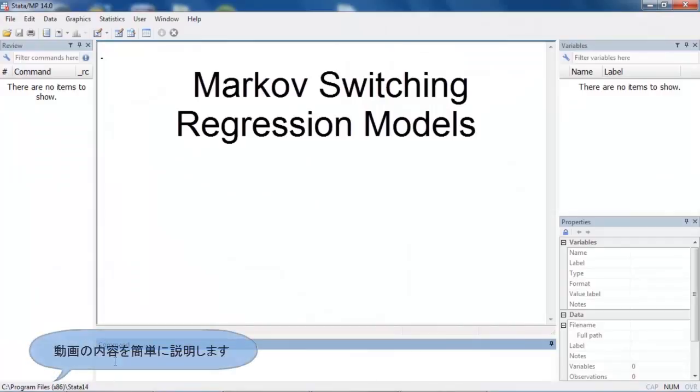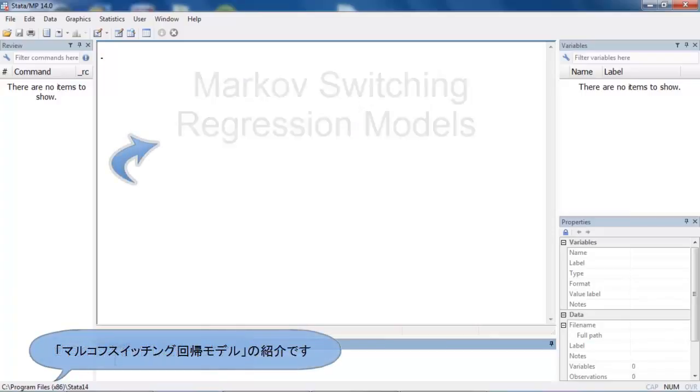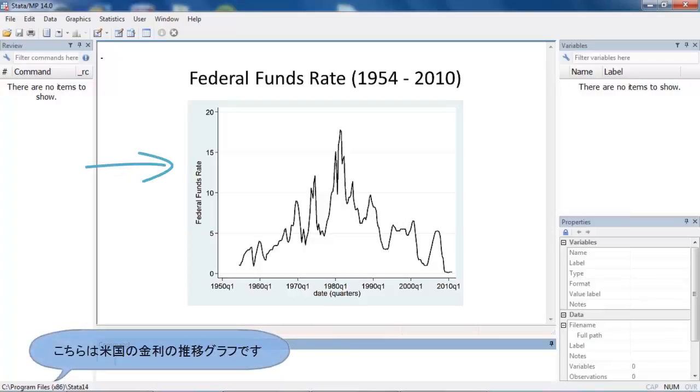Today I'd like to introduce you to a new time series feature in Stata 14 called Markov-switching models. We usually fit stationary time series models assuming the parameters of the model, say the mean and the variance, remain constant. Markov switching allows us to relax this assumption.